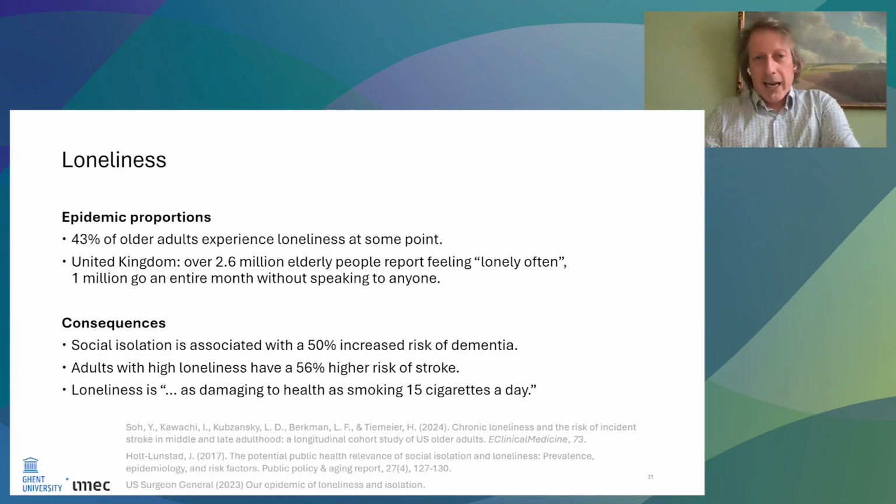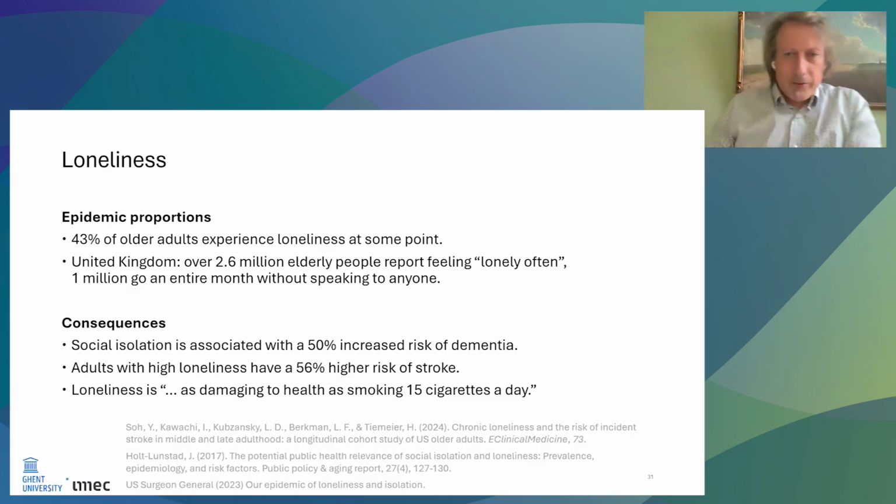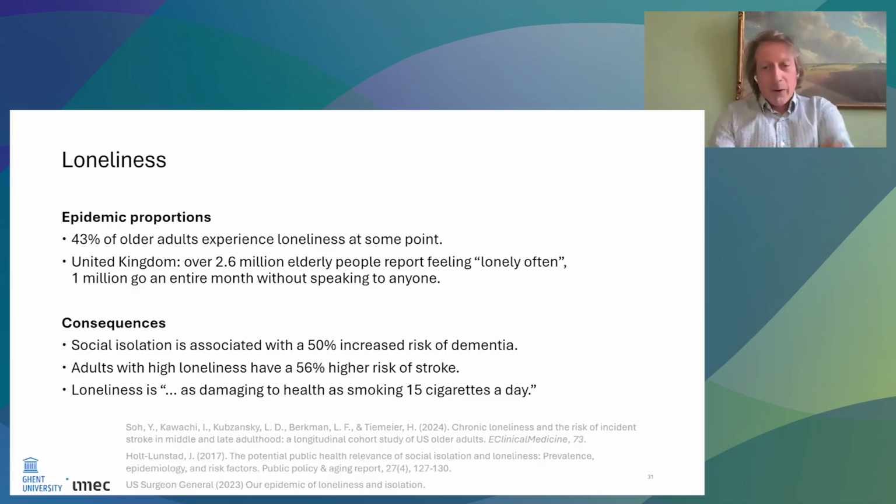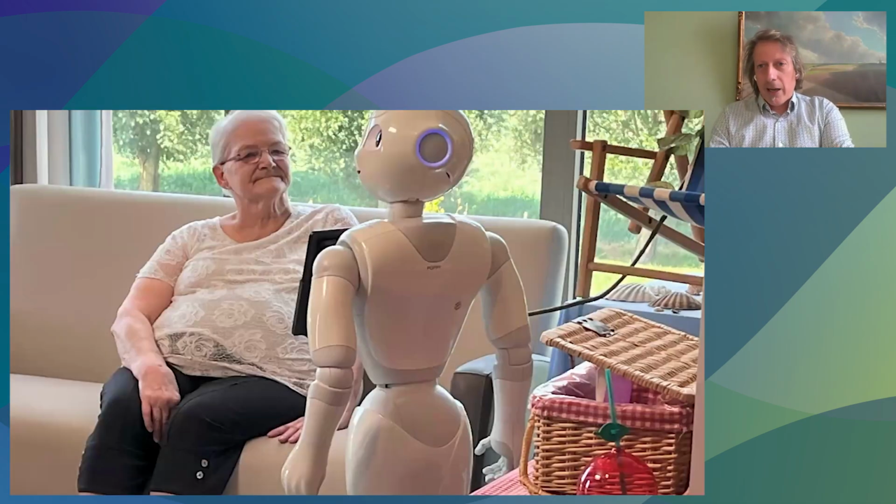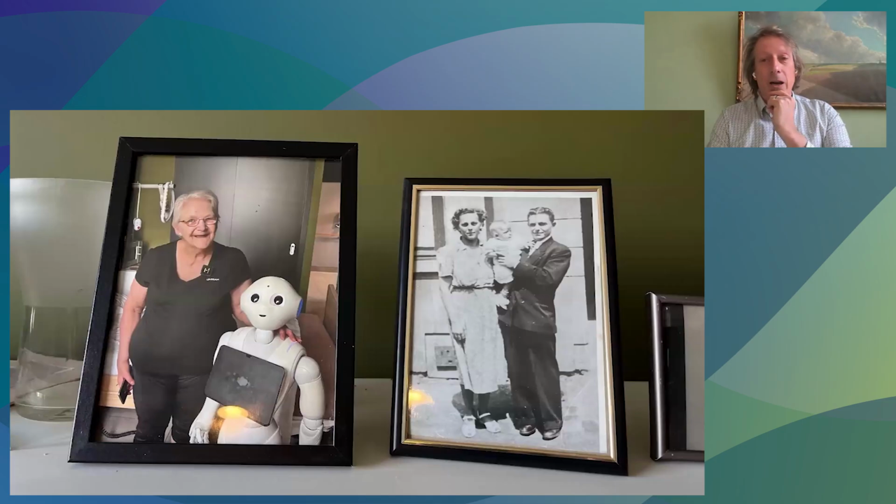So we bring robots to care homes, and this is what it looks like. We take a Pepper robot. This is Nicole, one of our residents there. She speaks French in a care home where no one else speaks French, so she loves talking to the robot. To illustrate how much she loves doing that, when I entered her room over the summer, I saw this picture on her shelves. On the right, you see her late husband and firstborn child, and next to it, you see a picture of her with the robot. That's how much the robot actually means to her.